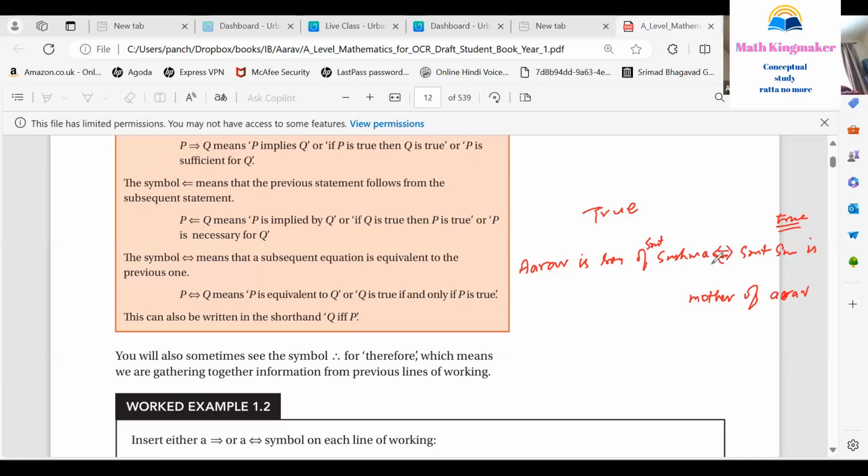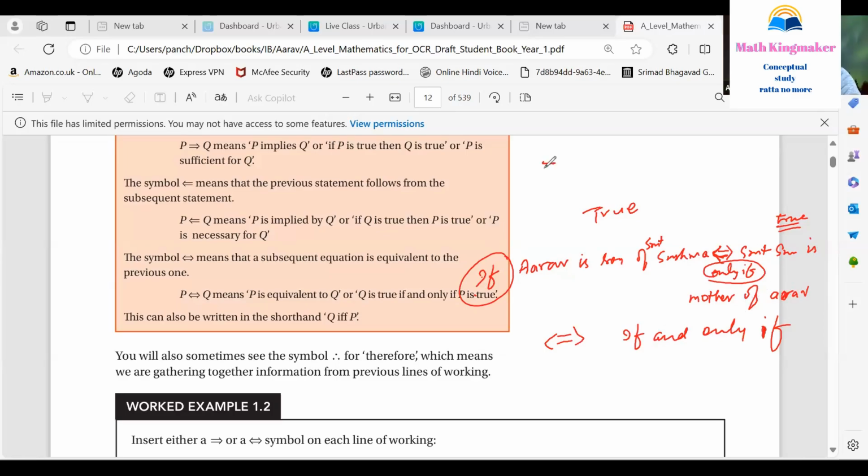So what's the backward symbol though? The backward symbol is "if and only if." In the statement, I will write: if Arav is son of Srimati Sushma, only if Srimati Sushma is mother of Arav. So this symbol is known as if and only if. We are using "if" in the first statement, and "only if" in the second statement. If this statement is true, only if the second statement is true.